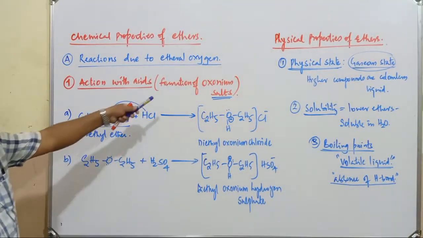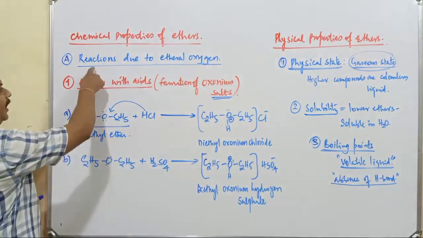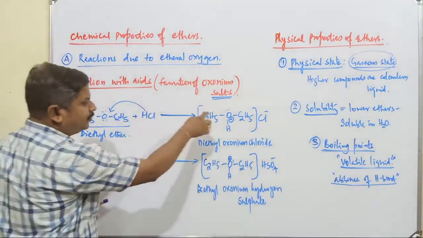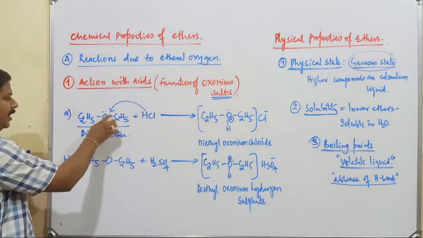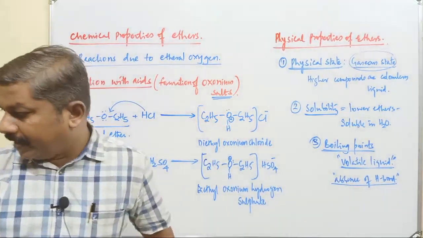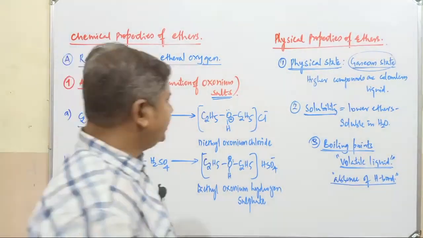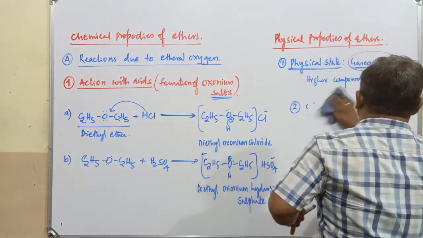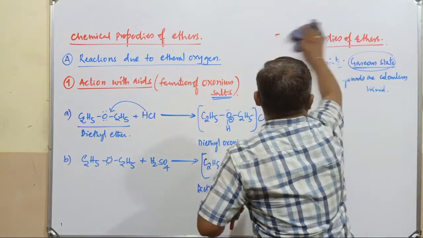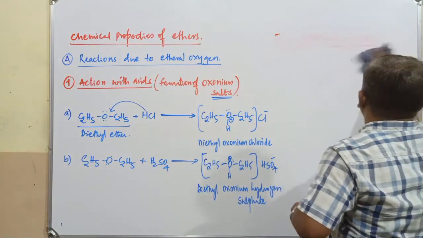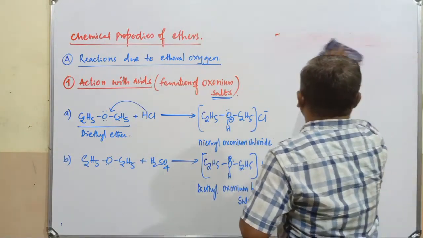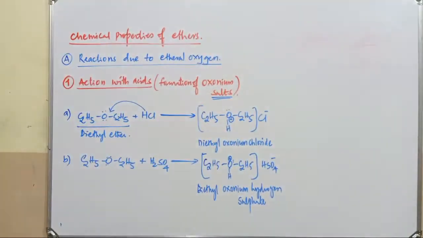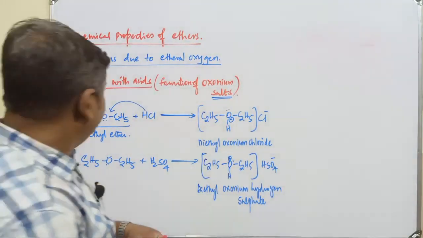So this is the formation of an oxonium salt, a reaction due to the ethereal oxygen. Action or change takes place only at that oxygen atom, and the remaining alkyl groups are maintained as they are. There is no change in the alkyl groups. Okay, this is the first reaction, action with different types of mineral acid. You can take H3PO4 also, you can take HNO3 also, different types of compounds can be considered.